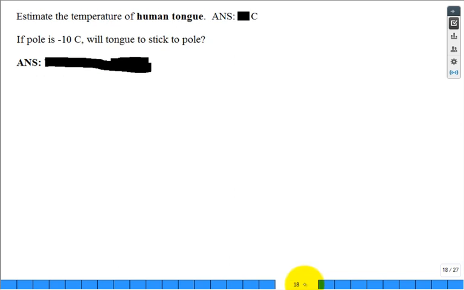And we can say, hey, what temperature is that human tongue? It's in the mouth, close to the brain, right? You're healthy, you're alive, 98 point something, it's around 37C. You would not think that a tongue would get frozen.